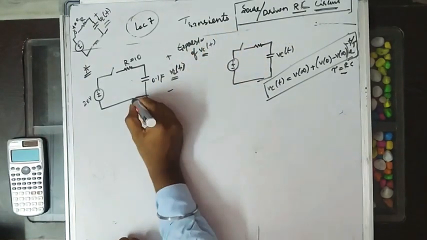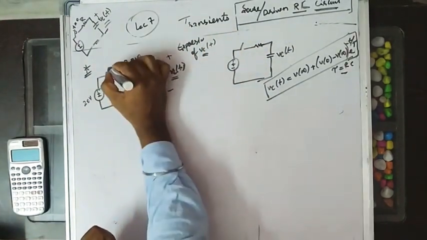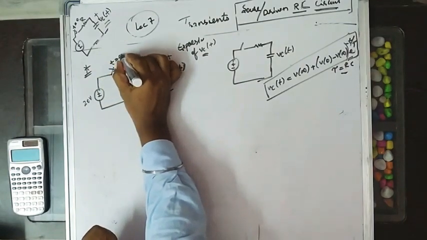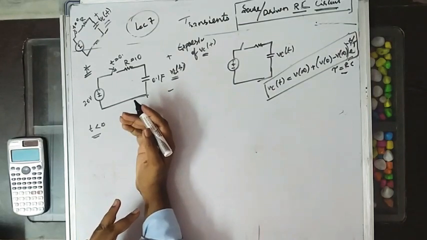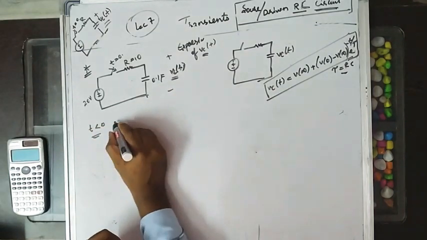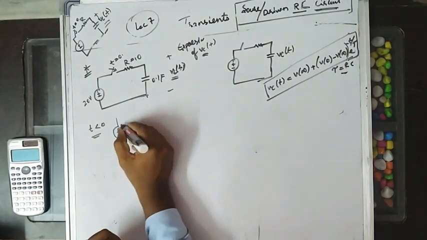For this, what you will do: the switch is acting at t equal to 0. So at t less than 0, initially, what happens? The circuit will behave like this. So you have to represent the circuit.